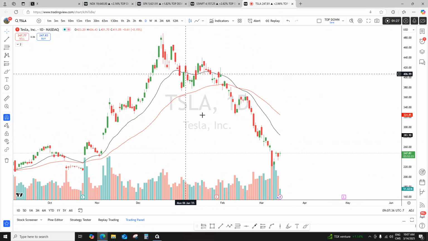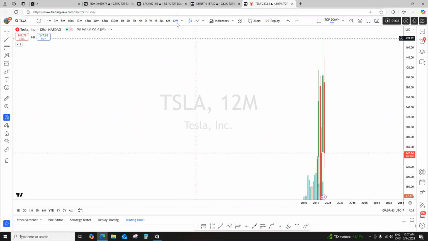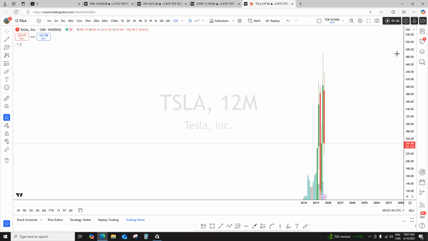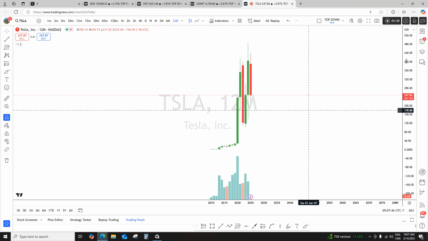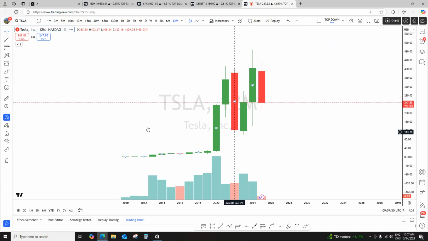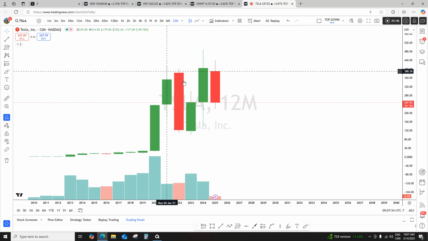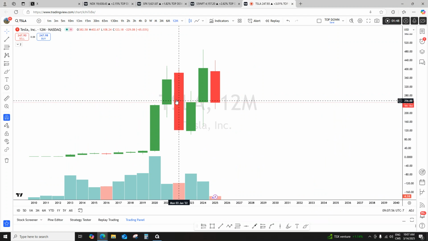I'm on the daily time frame, and I will be switching the time frame from here. We will start from yearly, because we need to understand the full price action of Tesla. If you go on yearly, you will see that there is a yearly supply zone. In 2022 it was down, which is not normal.